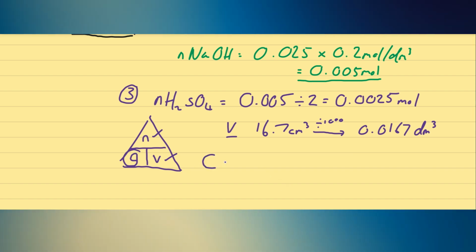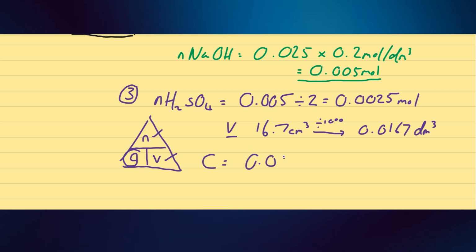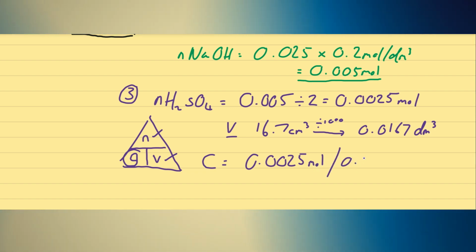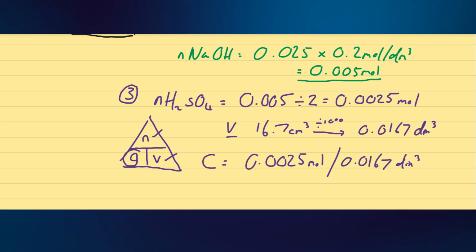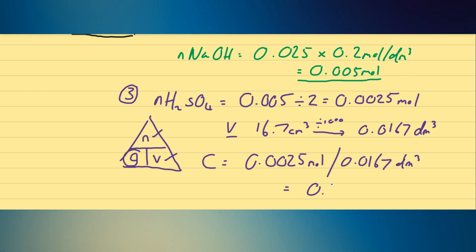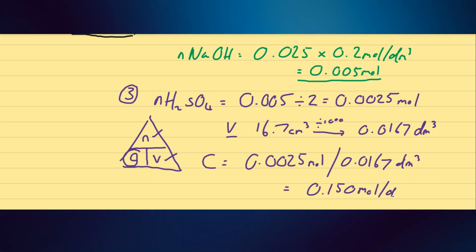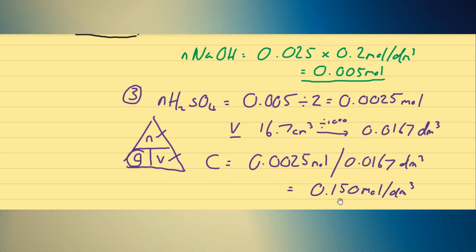So my concentration will be equal to 0.0025 moles divided by 0.0167 decimeters cubed. And that will give me 0.150 moles per decimeter cubed. And that will be my final answer. That is my concentration of sulfuric acid.